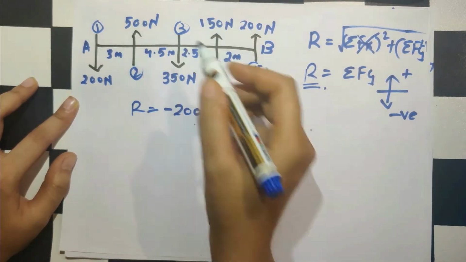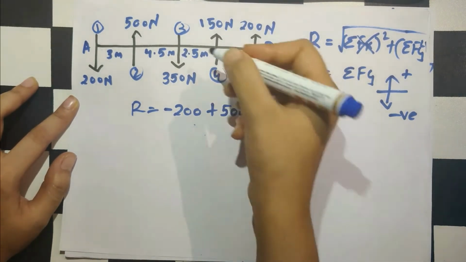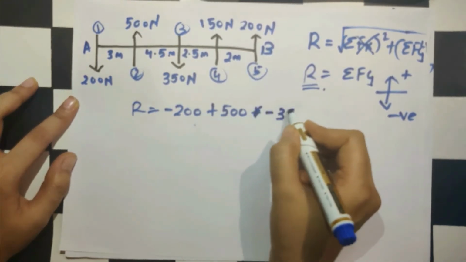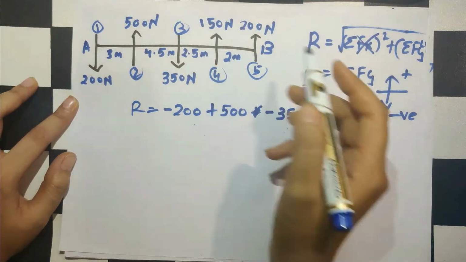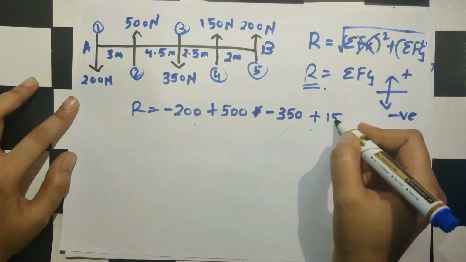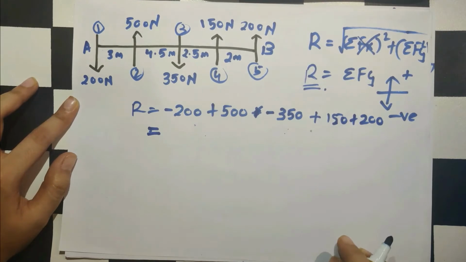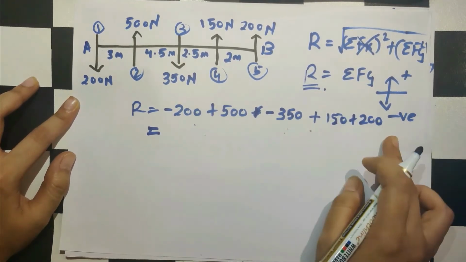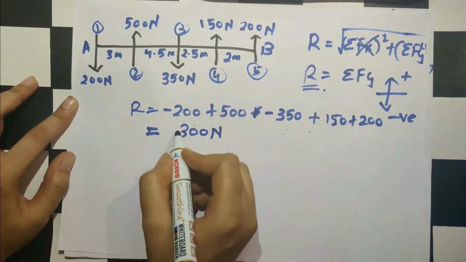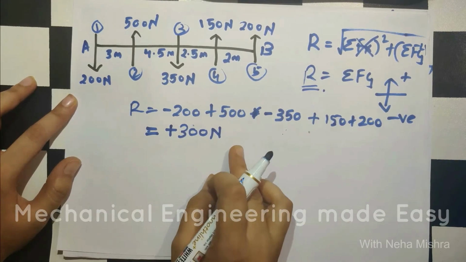Again, the second force is in upward direction, so plus 500. The third force is again in downward direction, so we will take it as minus 350. The fourth force is in upward direction, so plus 150. And again the fifth force is in upward direction, so plus 200. Here, by using a calculator, we have found that the resultant of this is nothing but equal to 300 Newton. How much is the sign? It is positive 300 Newton.